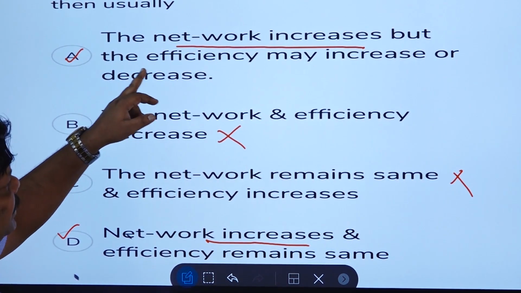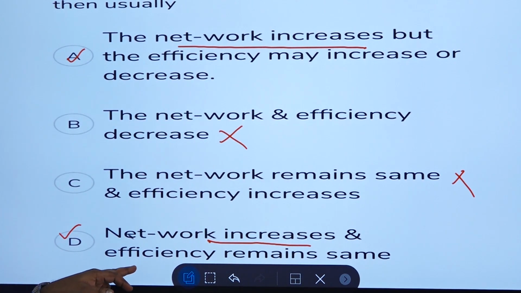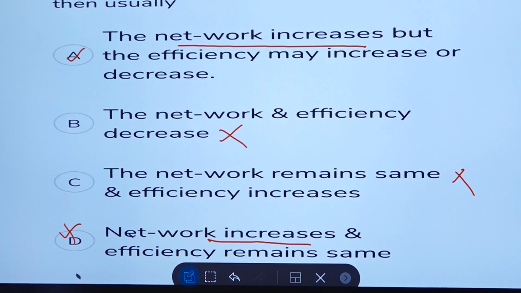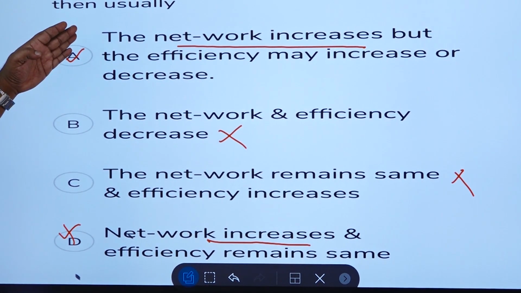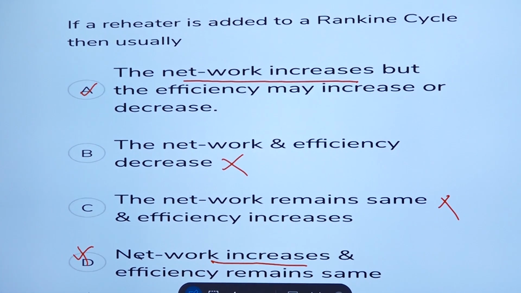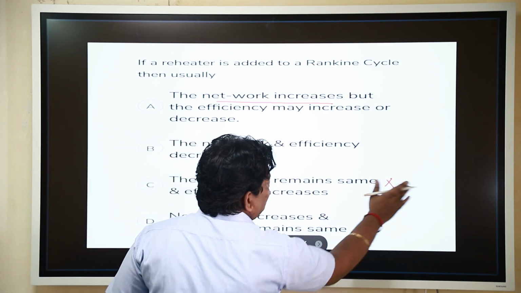But what happens to the efficiency? It may increase or decrease. In option D the efficiency remains the same, so you cannot select that answer. The correct answer is that the network increases, but the efficiency may increase or decrease. The option is A.